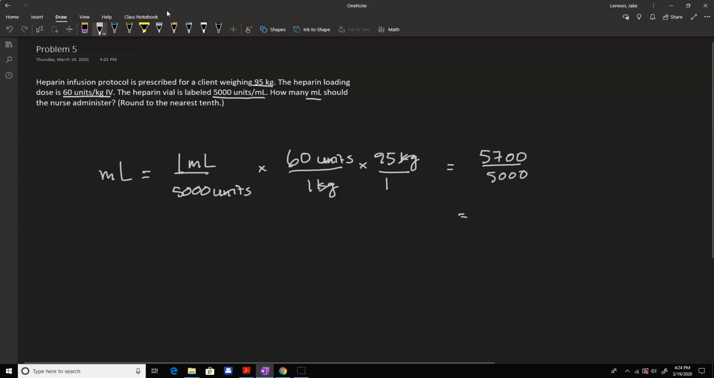They want us to round to the nearest tenth, which is 1 decimal place, so we need to look at at least 2 decimal places to determine how we're rounding. So we get 1.14. So 4 does not round up the tenth, so we just leave our answer as 1.1 milliliters. So that is the answer to problem number 5.